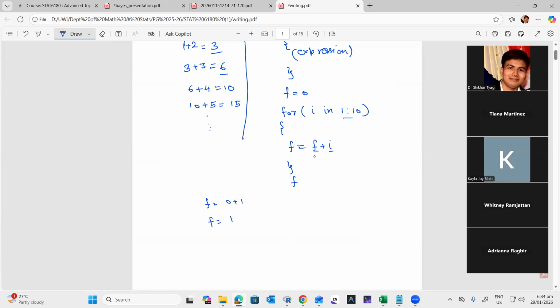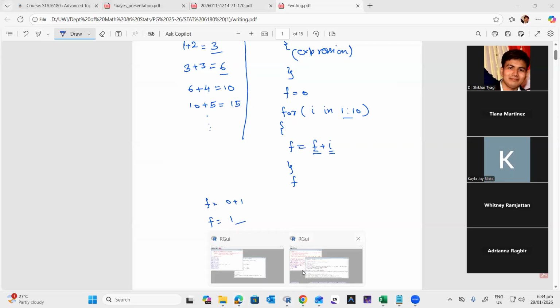Now i's value will be 2, so f will be 1 plus 2. All right, instead of f it will be 1, and i equals 2, so it will be 3. Then now f is 3, so it will be 3 plus 3, which is 6, and so on. So that is the same procedure we are going to apply here.